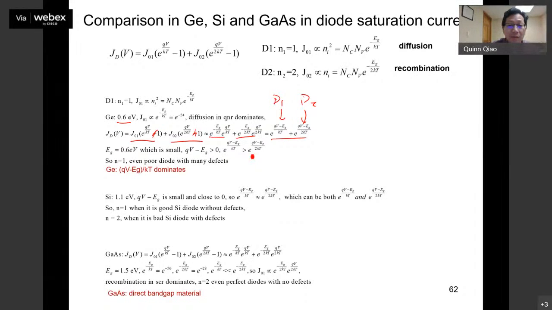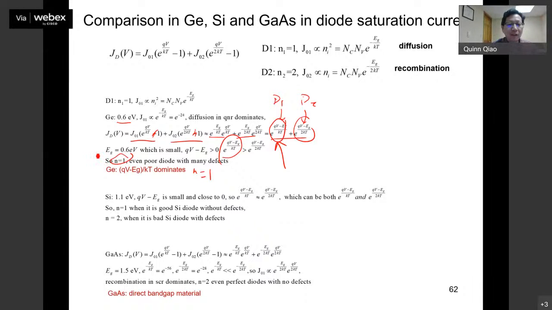I think this one is bigger, because the kT in the denominator is smaller. It's positive, so that power is bigger, so this term is bigger. If you compare, this one is dominant. So you know that in the germanium diode, the 1 kT term dominates, so n equals 1. That's why n equals 1 here for germanium.